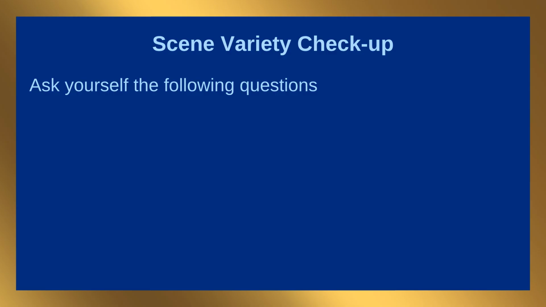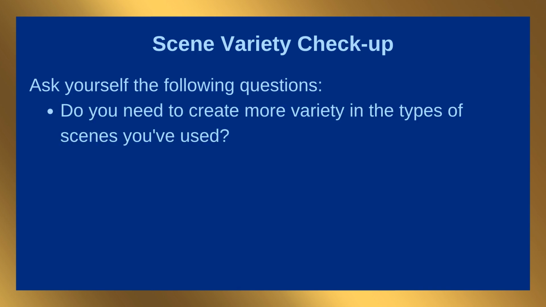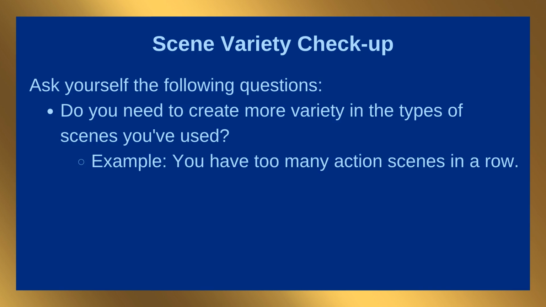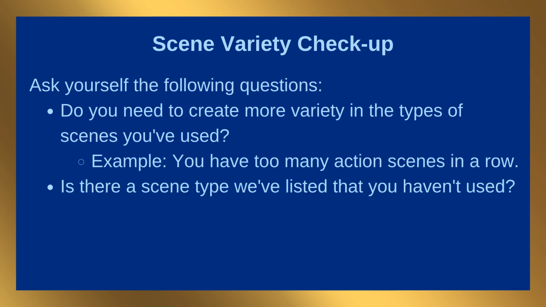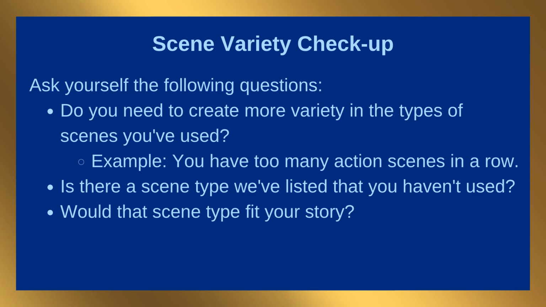And now for this week's Power Up, examine your story and make a list of the types of scenes you have used. Then ask yourself these questions. Do you need to create more variety in the types of scenes you've used? For example, do you have too many action scenes in a row? Is there a scene type we've listed that you haven't used? Would that scene type fit your story? If so, try writing that kind of scene to correspond with a time in the story when you think it would be most beneficial.